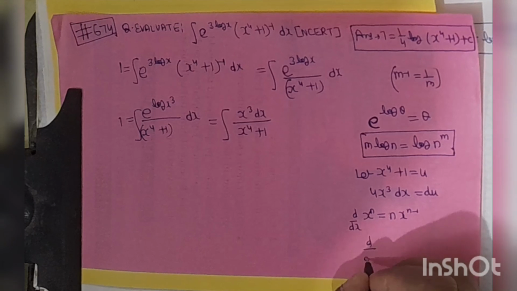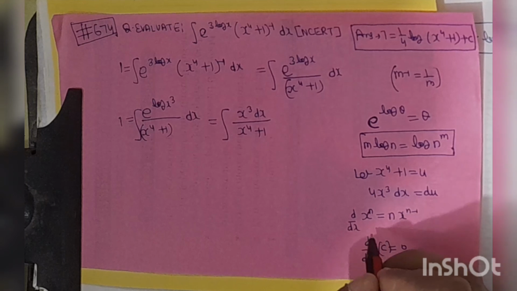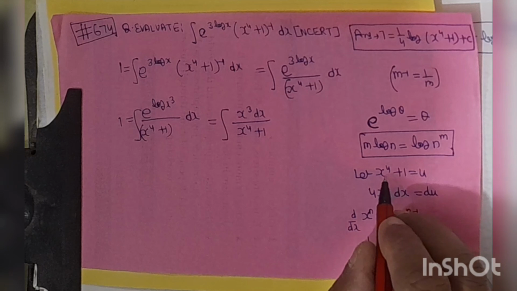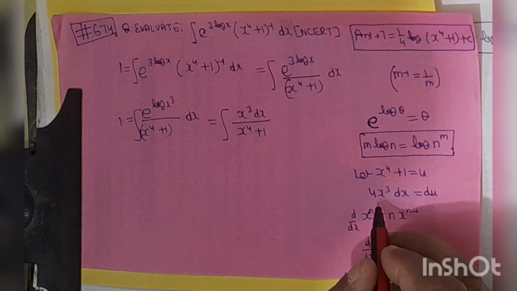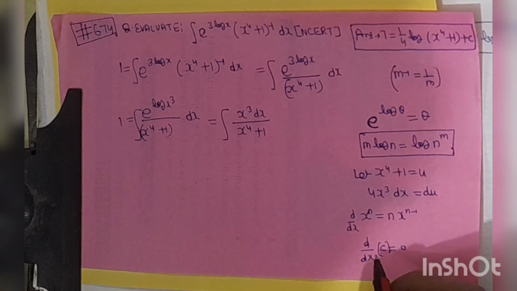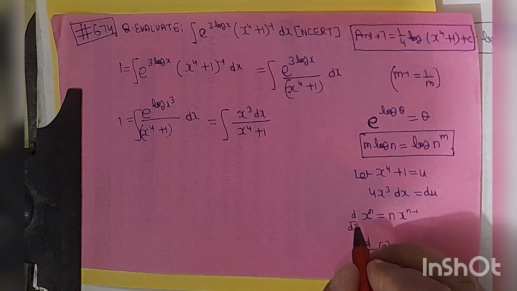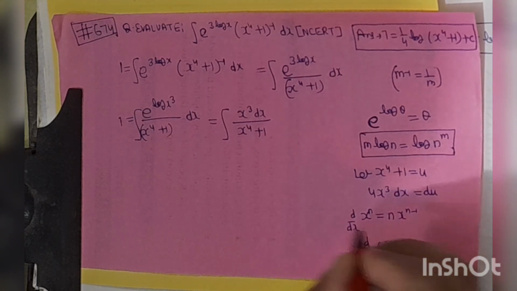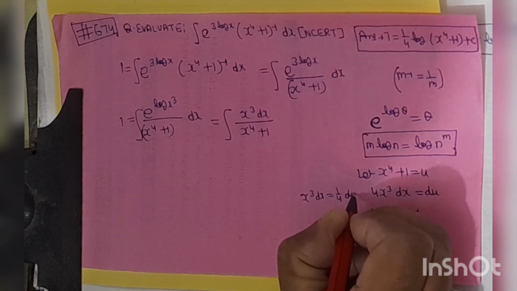We also know d upon dx of a constant is equal to 0. So according to this formula, differentiation of x to the power 4 will be 4x cube, and differentiation of 1 will be 0, because 1 is a constant and d upon dx of c is equal to 0. So 4x cube dx may be written as du. So according to this, x cube dx may be written as 1 upon 4 du.